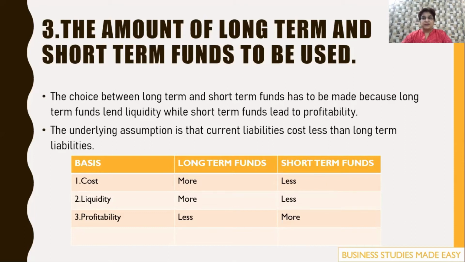Now, what about profitability? Profitability is directly related to cost. Since in long-term loans more interest is paid, the profitability will be less. And in short-term loans, less interest is paid, therefore the profitability will be more. These are the differences between long-term and short-term funds, which the finance manager has to consider before he takes a decision as to what source of fund he should raise.